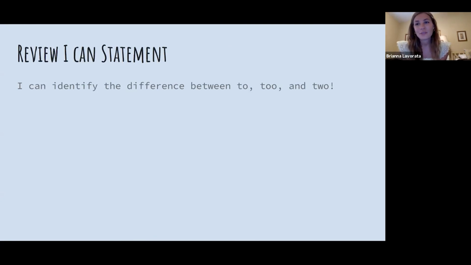So now we're going to review that I can statement. So I can identify the difference between to, too, and two. They all might sound the same, however, they are spelled differently and they have different meanings. So I hope by this activity, you were able to understand the difference between each "to," and you were able to identify and apply yourself to filling in the correct "to" word.